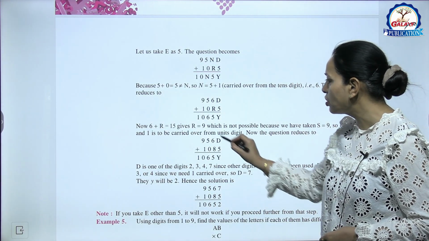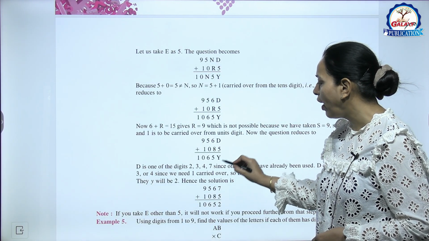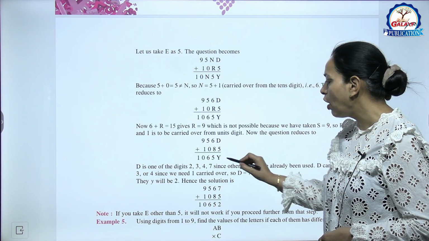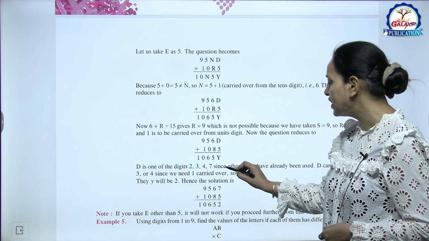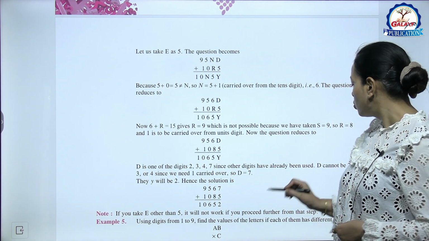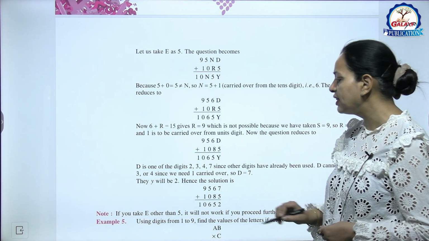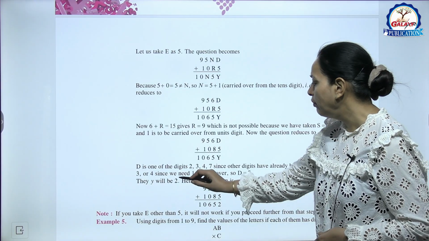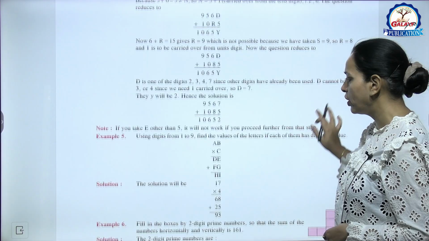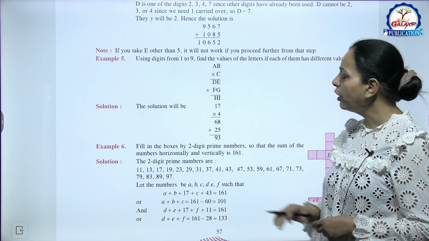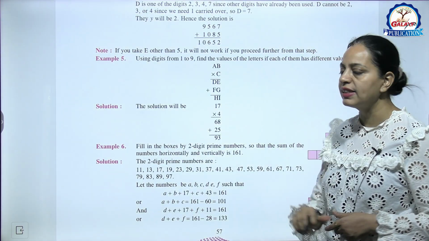Now the question reduces to, तो हमारे पास वैल्यूज क्या आ जाएंगी, 956D plus 1085 equals 1065Y. Now D and Y are left. Now D is one of the digits 2, 3, 4 and 7, since other digits have already been used. So D cannot be 2, 3 or 4 since we need 1 carried over. So D is 7. So now Y will be 2, hence the solution is this one. So very interesting, such type of question you can try on your own. Okay, so now here one point: if you take E other than 5, it will not work if you proceed further from that step, right?